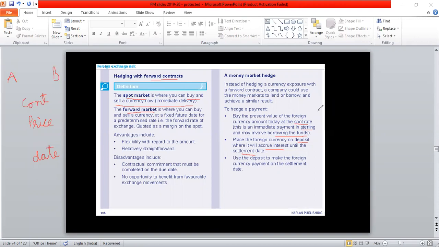What is their benefit? They've been earning interest on the deposit of the foreign currency, accrued interest. That will be their benefit. So this is another way of hedging. So hedging with the money market.